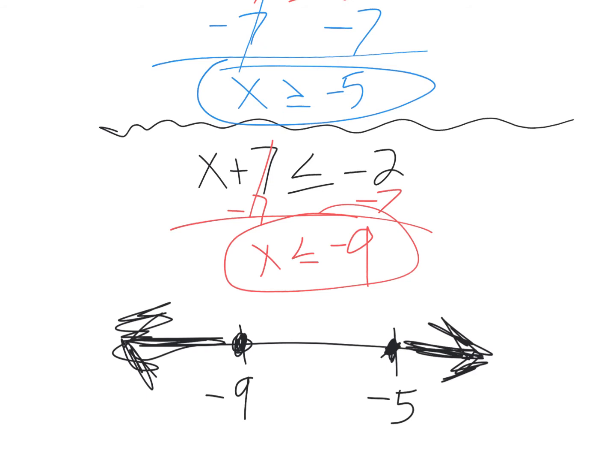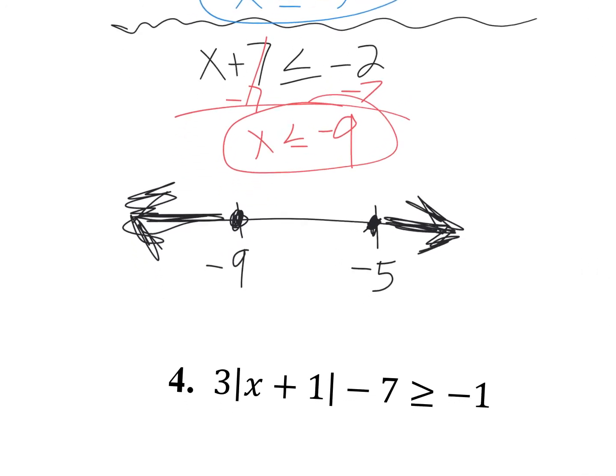So when something's an OR problem, right, that means you can plug in any number that's less than or equal to -9 and it'll make a true statement, or you can plug in any number that's greater than or equal to -5 and that'll make a true statement. If you plugged in any number in between -9 and -5, that would make a false statement, okay? So that's basically what that means.